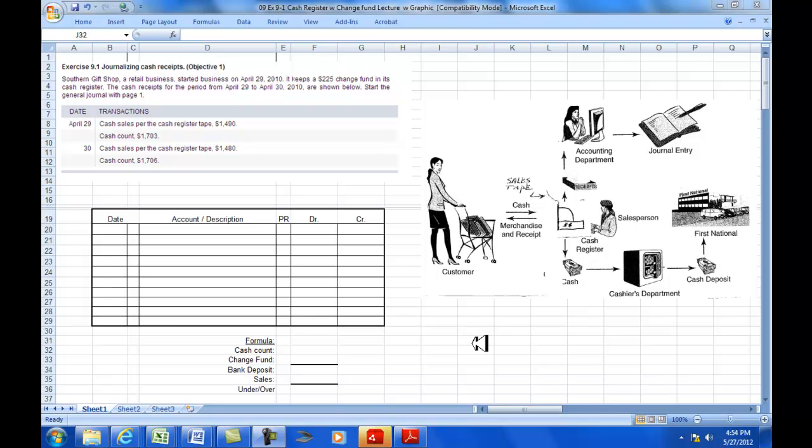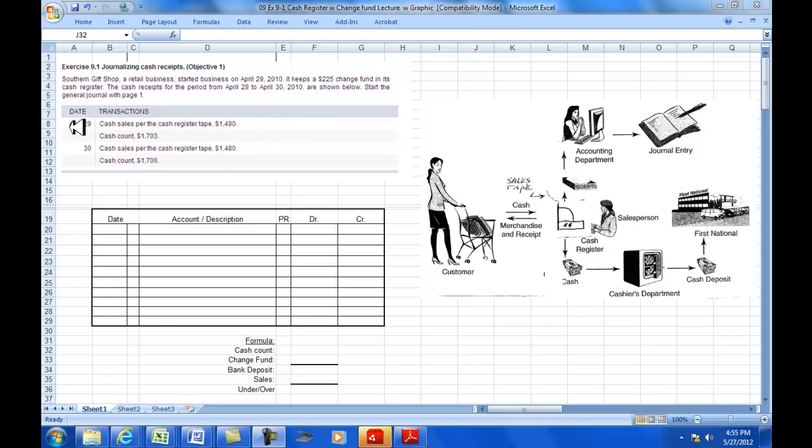Now, in the textbook, it does a good job of explaining the cash receipts through a cash register, and so here we have a problem in our lecture exercises showing Southern Gift Shop, a retail business, started on April 29th, 2010. It keeps a $225 change fund in its cash register. The cash receipts for the period from April 29th to April 30th are shown below. Start the general journal with page 1.